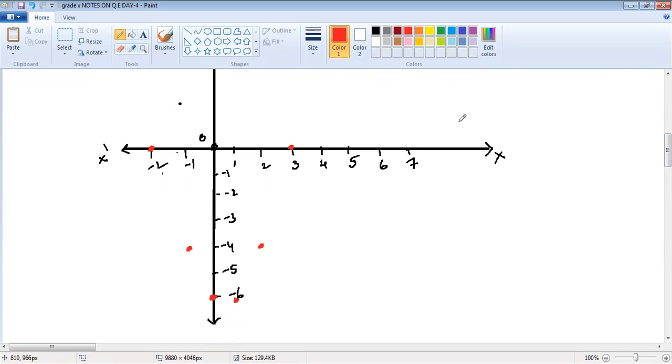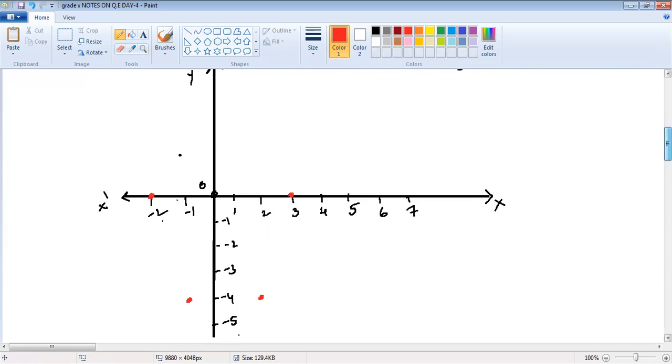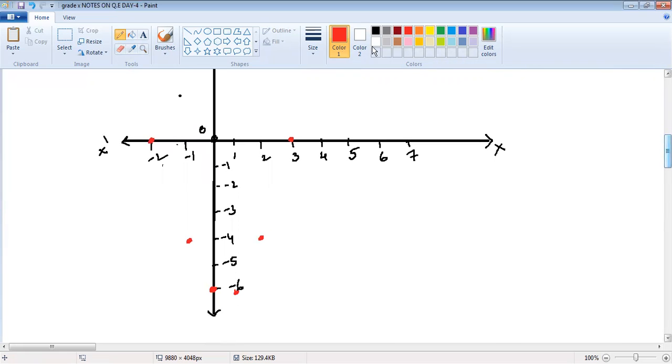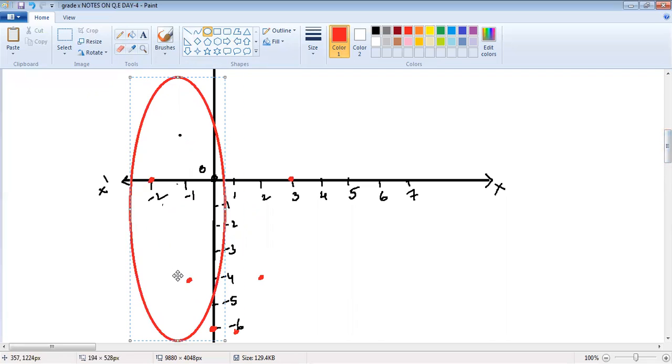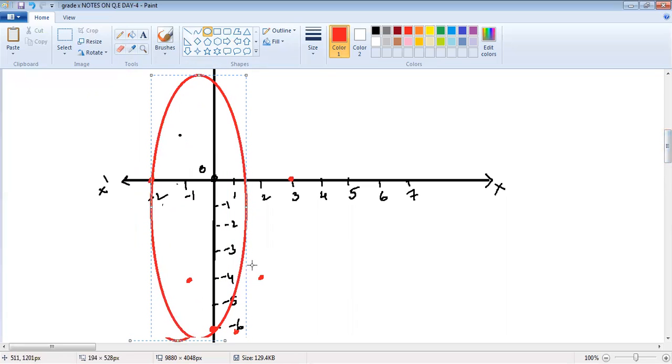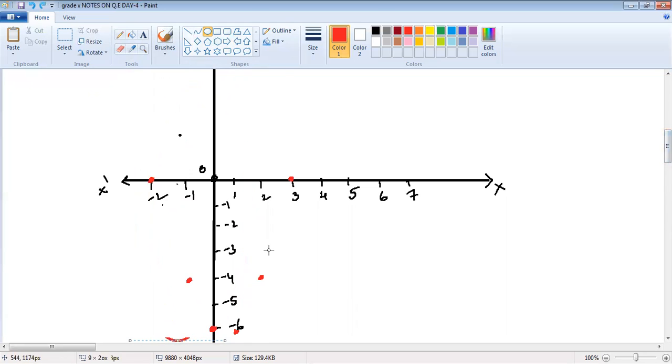Okay. Now, to show a perfect figure, I'm taking an oval shape now. Okay, I'm taking a big oval. Okay, I'll draw with normal hand.